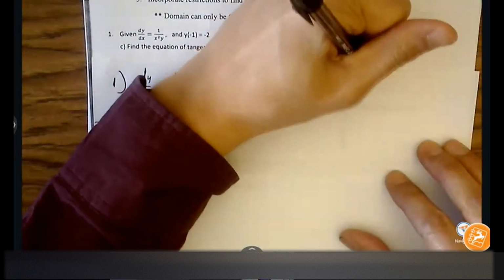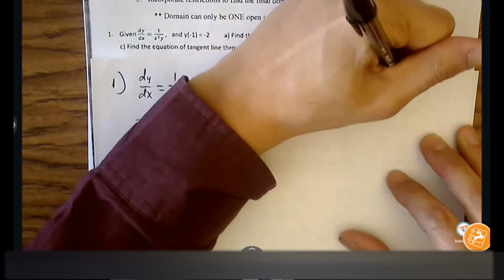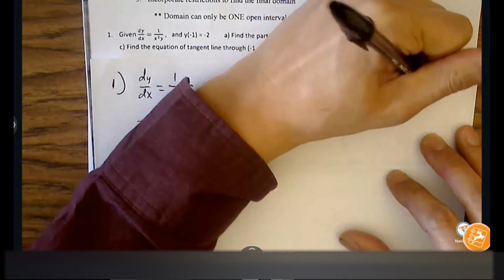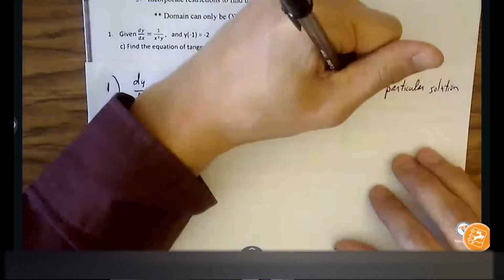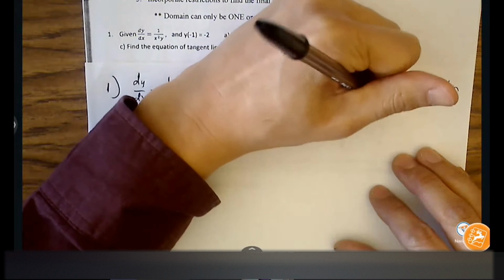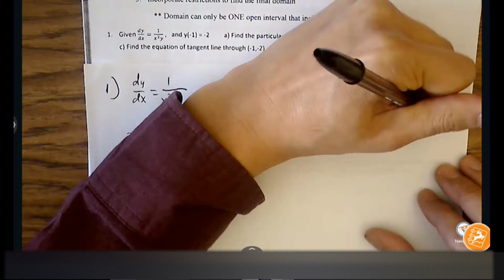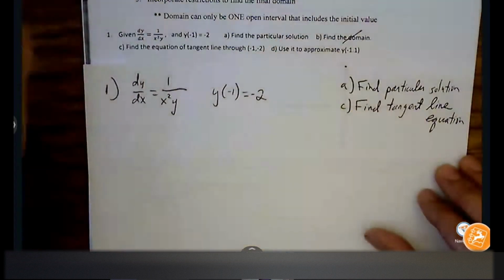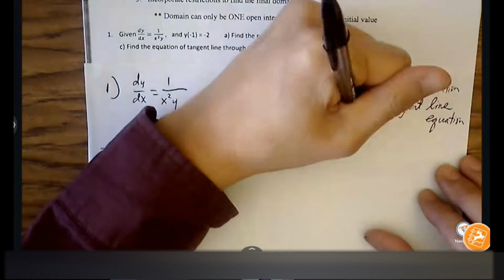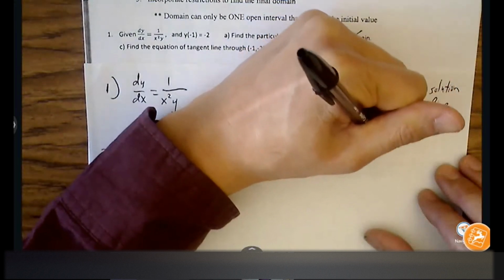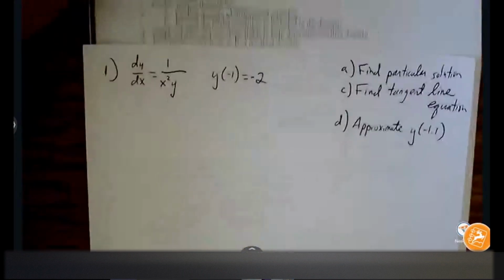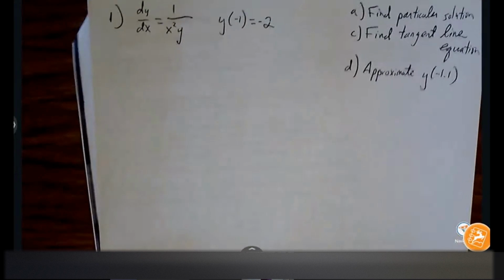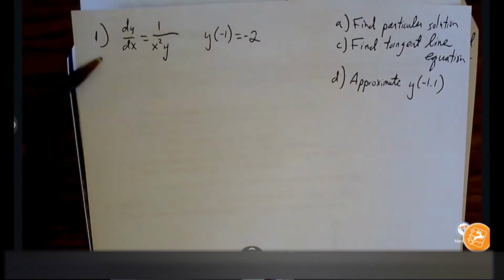Okay, so we're going to find a particular solution. We'll skip the domain portion. We'll find the tangent line equation, and we'll approximate, linear approximation. All right, find a particular solution. We're going to be solving this differential equation.